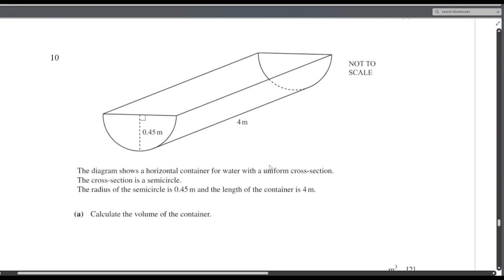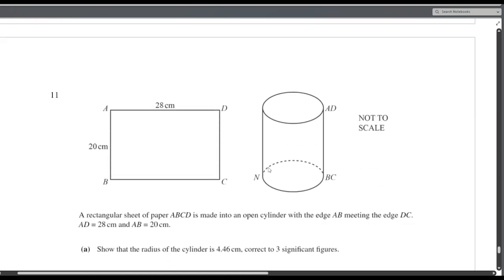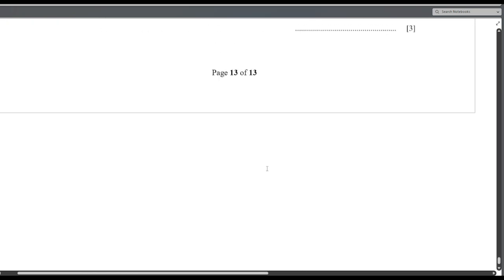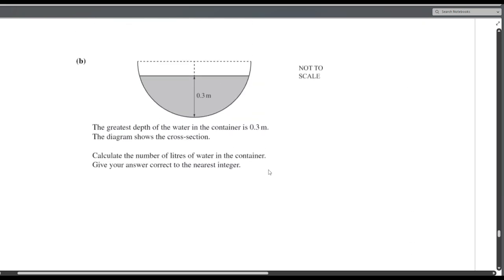Okay, this is the last question for today, I hope. Okay, no, there is one more question. Fine. 2 questions to go. Question number 10.